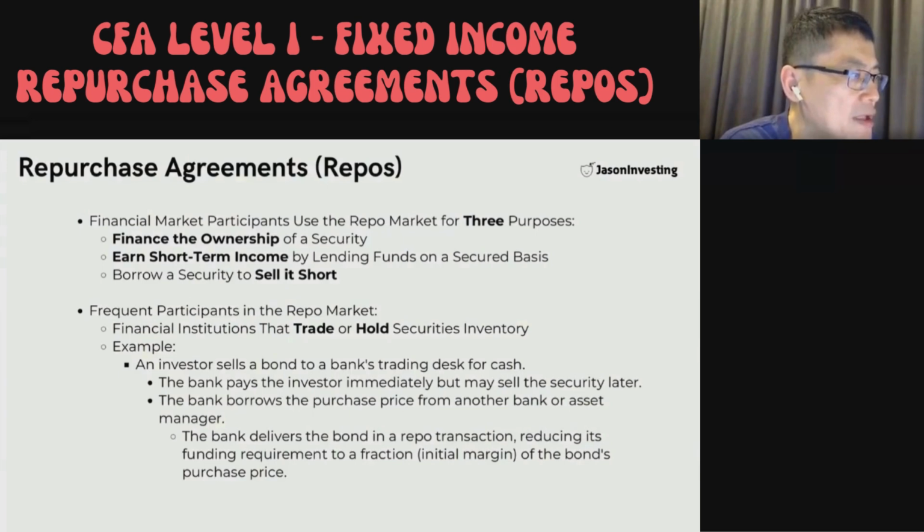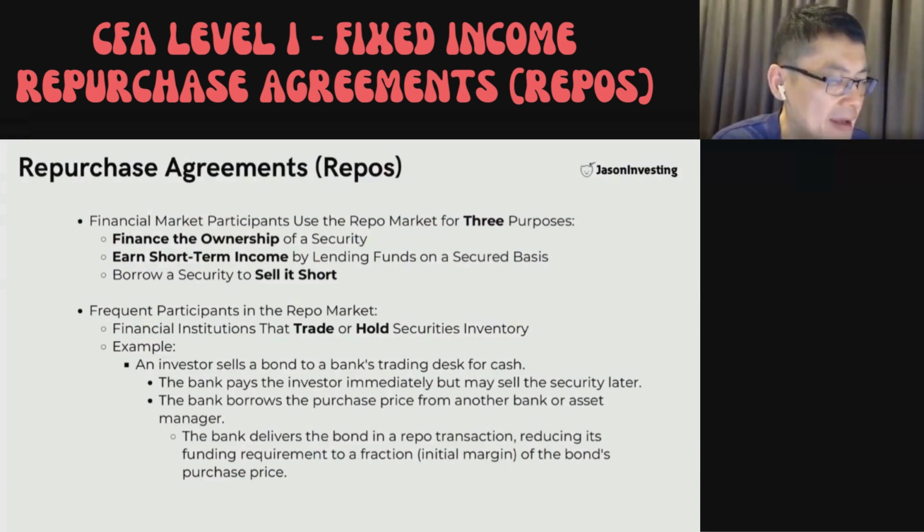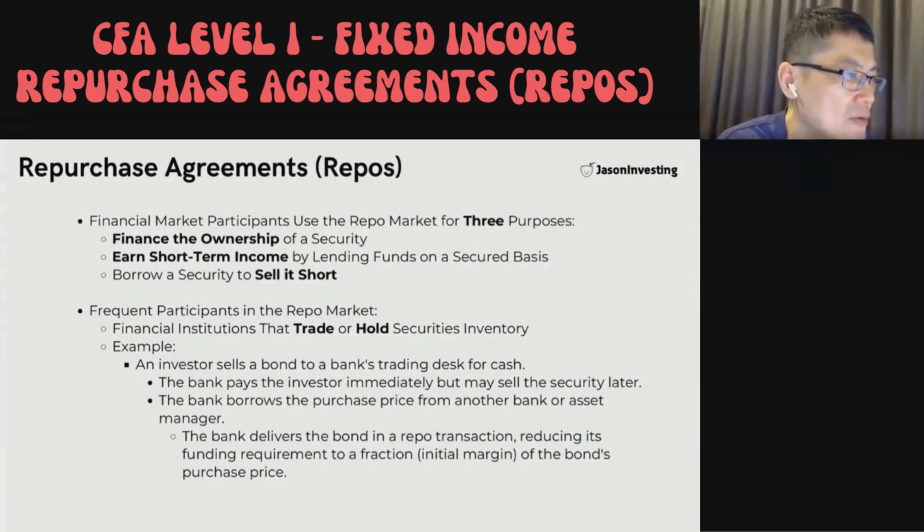Another example will be earning short-term income by lending funds on a secured basis. For example, if you think of a market participant with excess cash that wants to lend out on a secured basis, what they can do is go into a reverse repo. A reverse repo is the other side of a repo. The repo is seen from a borrower's perspective, and the reverse repo is seen from a lender's perspective. So the lender would lend the funds and take the security as collateral.